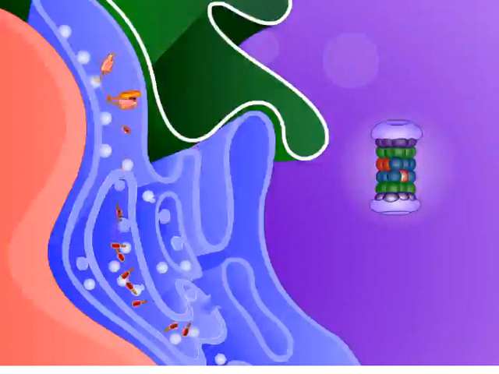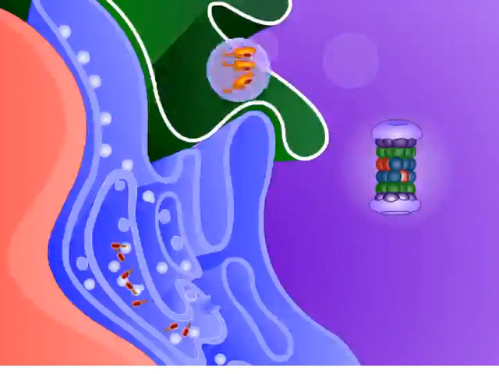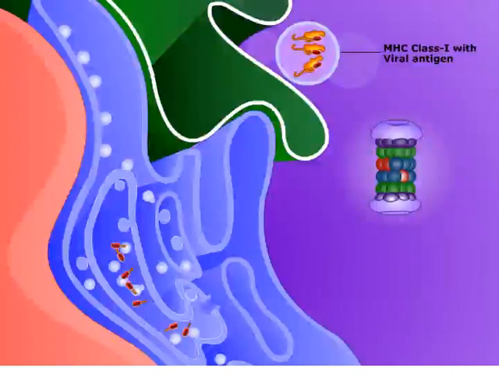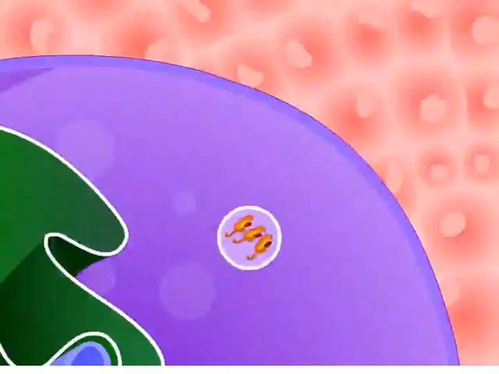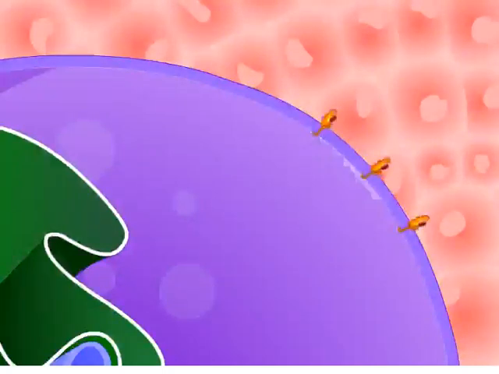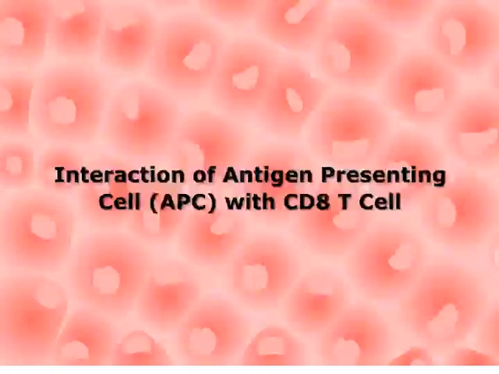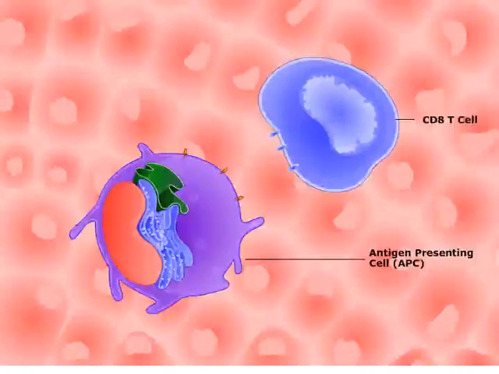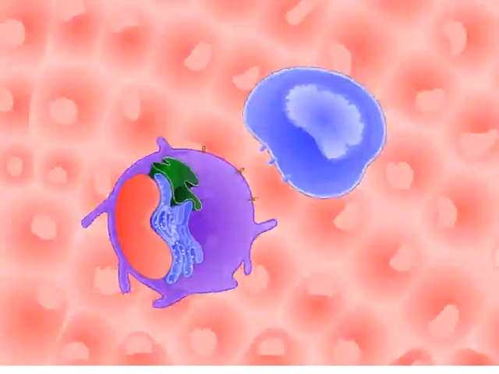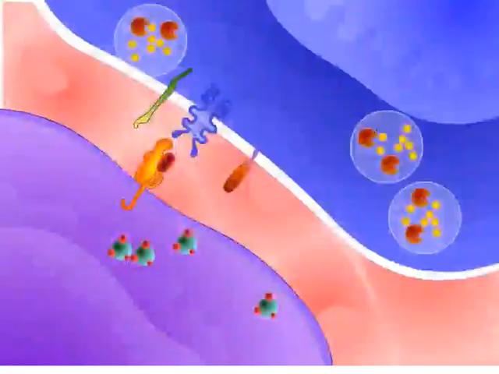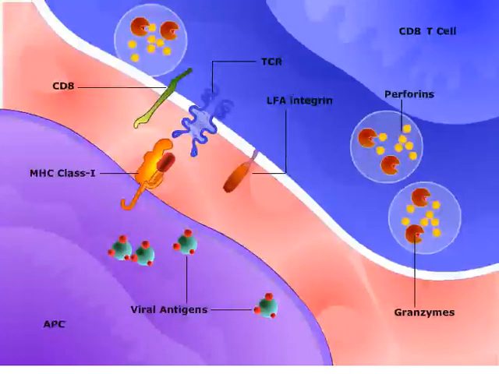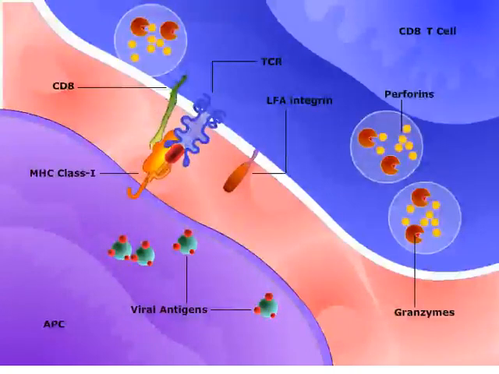The MHC class I protein complex is then transported to the cell membrane, where it can now be presented to CD8 T lymphocytes. Interaction of an antigen-presenting cell with a CD8 T cell. The interaction between a T cell receptor and the MHC class I antigen complex on the surface of the target cell is recognized by cytotoxic CD8 T lymphocytes. CD8 then binds to the complex, which consists of TCR and MHC class I antigen.